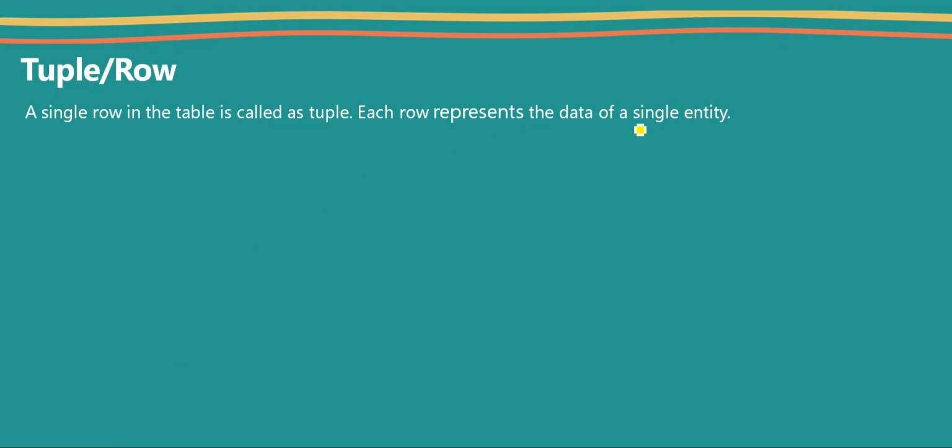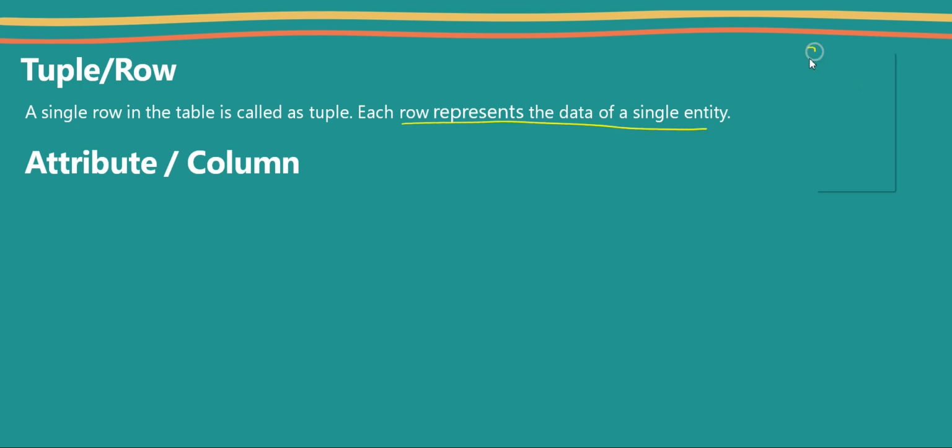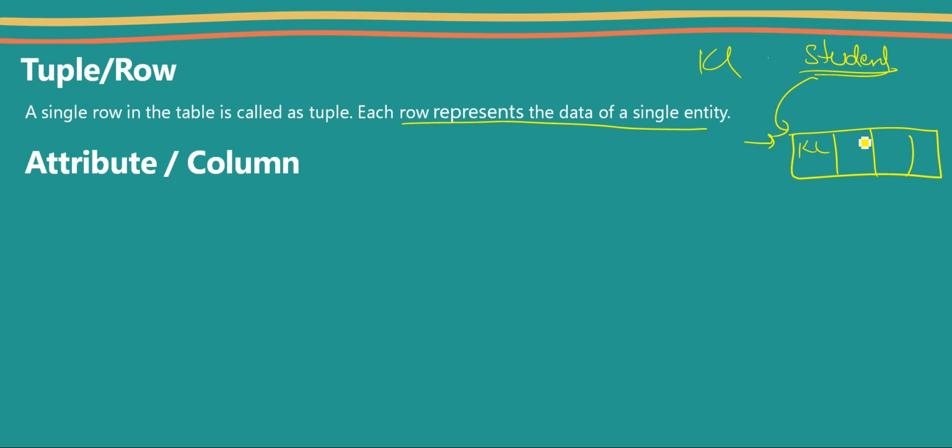Each row represents the data of a single entity, right? Each row represents what? If an entity is a student, then a single row is going to describe the entity details, right? If I am the entity Khushbu, then my details will be there.